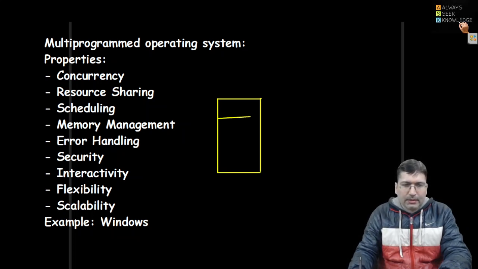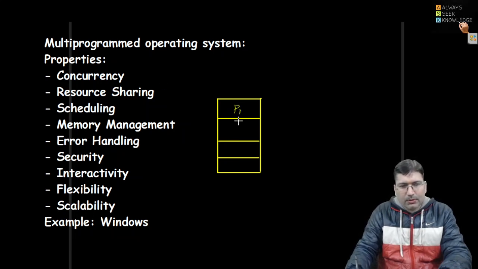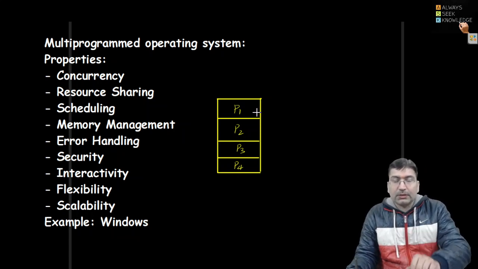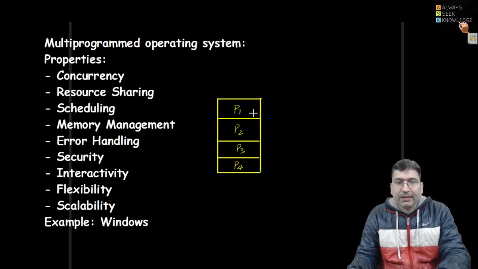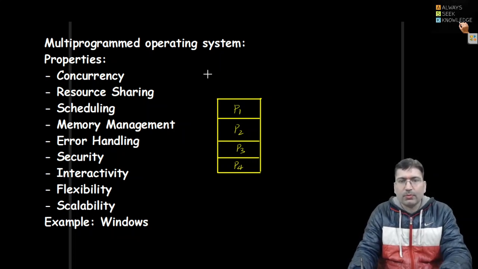So let's say here P1, P2, P3 kind of processes are loaded. There are multiple processes that can be loaded. So let's say this is P1 process, P2, or you can say job, P3 or P4. So more than one process is residing inside the memory. That means degree of multiprogramming is more than one. In batch operating system, degree of multiprogramming was 1.